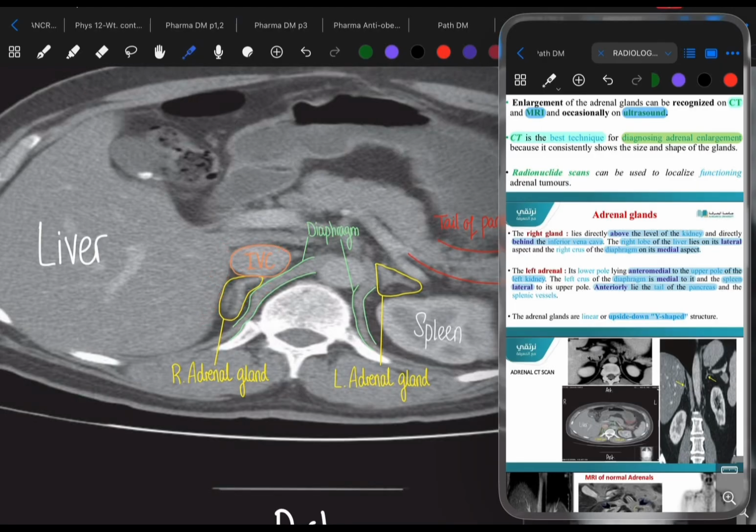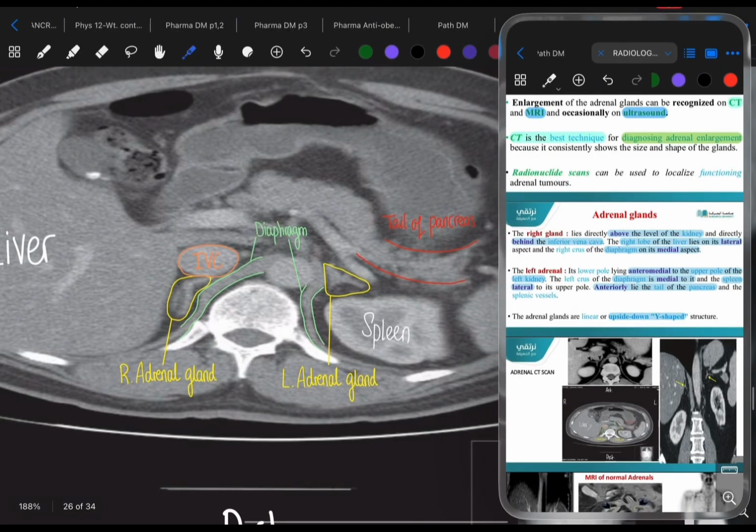Okay. What about the left side? On the left side, here we have the liver, here we have the spleen, right? And we have the pancreas here. We're gonna see the pancreas in a bit. Okay, so here it says the same thing, that it's on the left kidney. Here it was on the right kidney, and here it's on the left kidney.